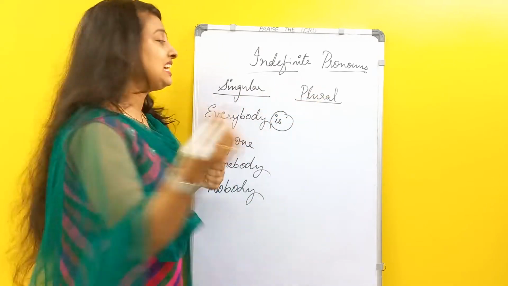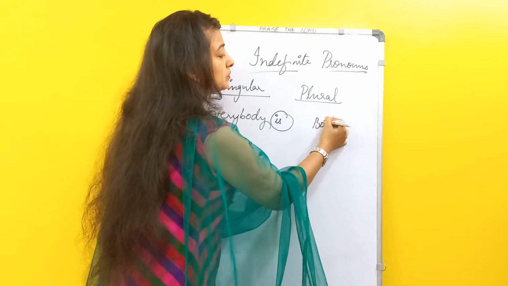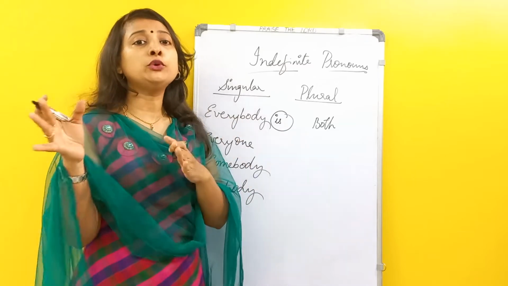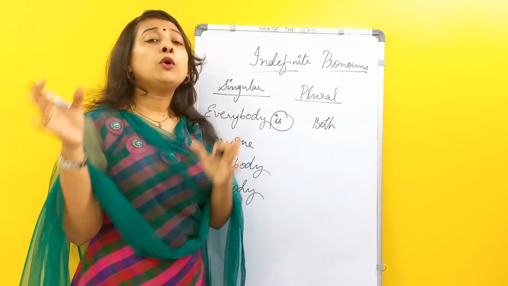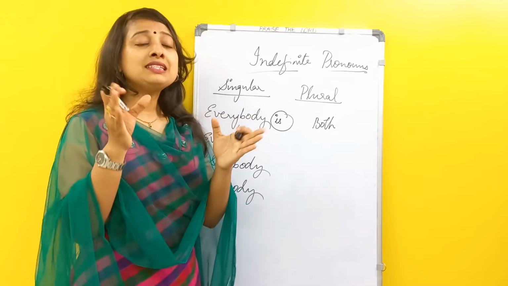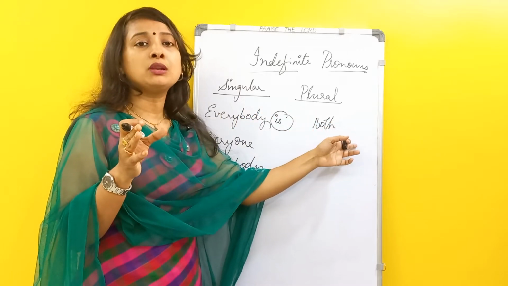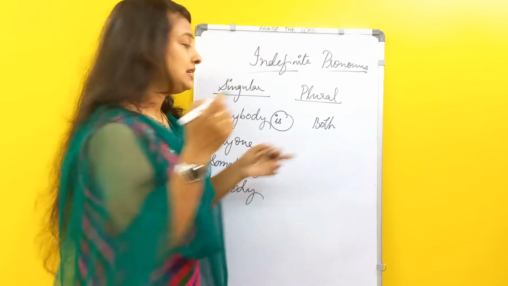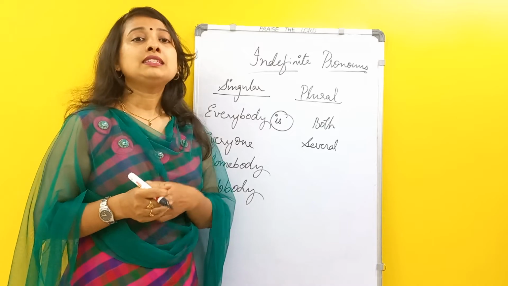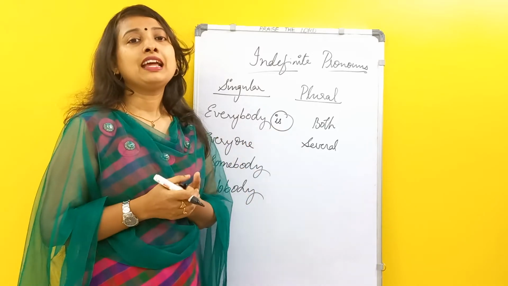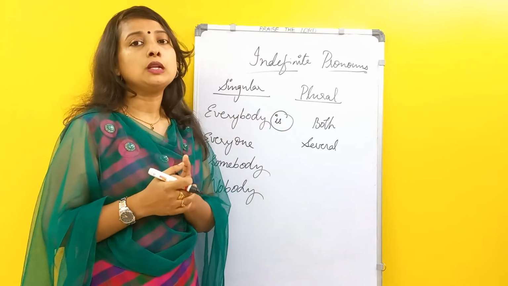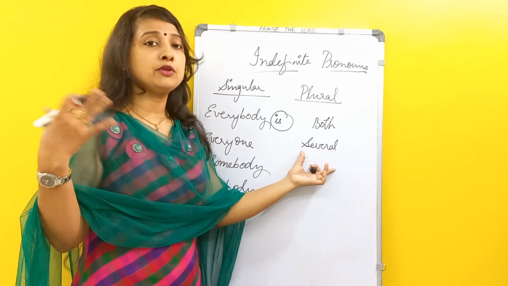Coming to plural, if we say both. Both of you keep quiet. Both of you are naughty. Here when we are saying both, you will be using a plural verb. Next, several children. You can see that the word we are using, children, is also plural. So you will be using several in a plural sense.